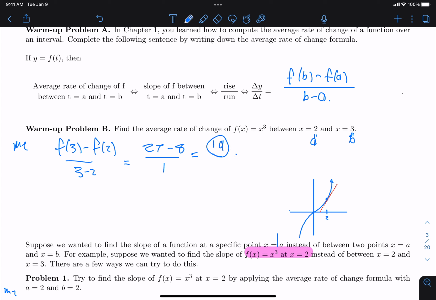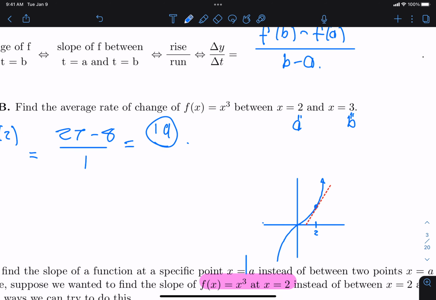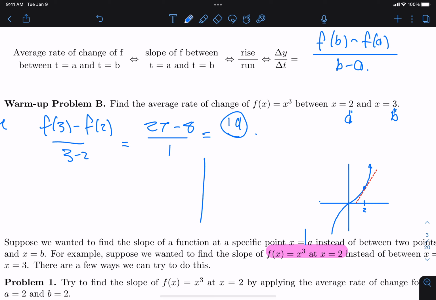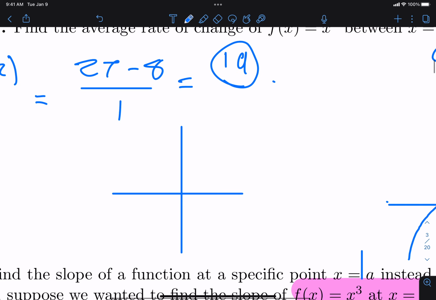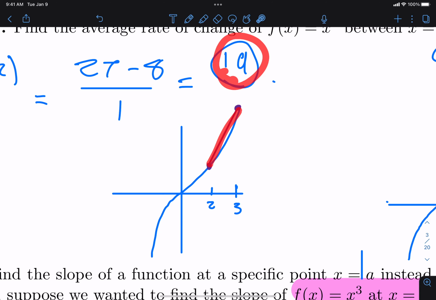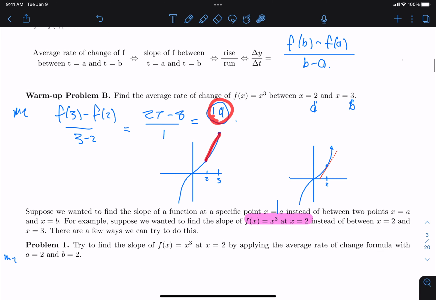Okay? So what does this describe? This describes the following picture. So what does x cubed look like? It looks something like this, okay? And if you take 2 here and 3 here, then we take the points here and here, we connect them by a line, and we find the slope of that line is 19. Okay, that's the basic picture of what's happening here.